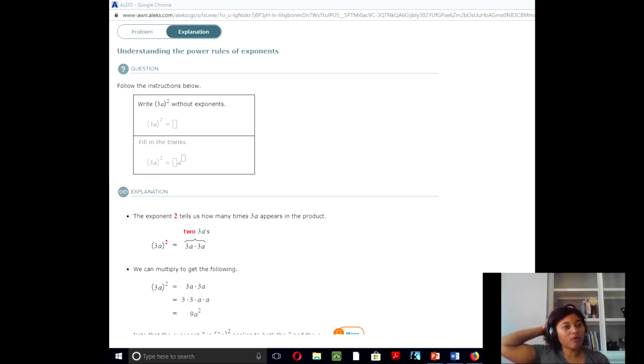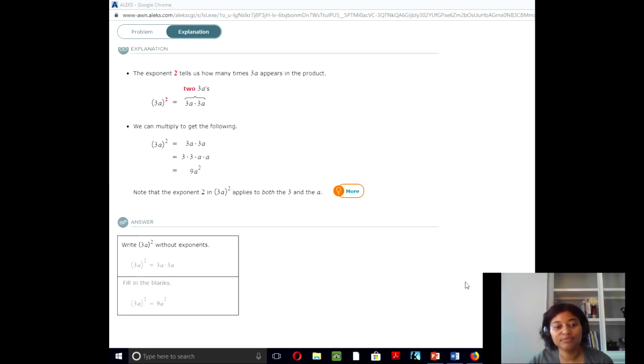Okay, this problem requires us to understand the power rules of exponents. So here we're going to work on a problem that has (3a) with an exponent of 2. So here we're just going to simply multiply 3 times 3, which is going to give you a sum of 9, and then a times a, or with an exponent of 1 on the outside, will give you 2. So you have a with an exponent of 2. Let's move to the next problem.